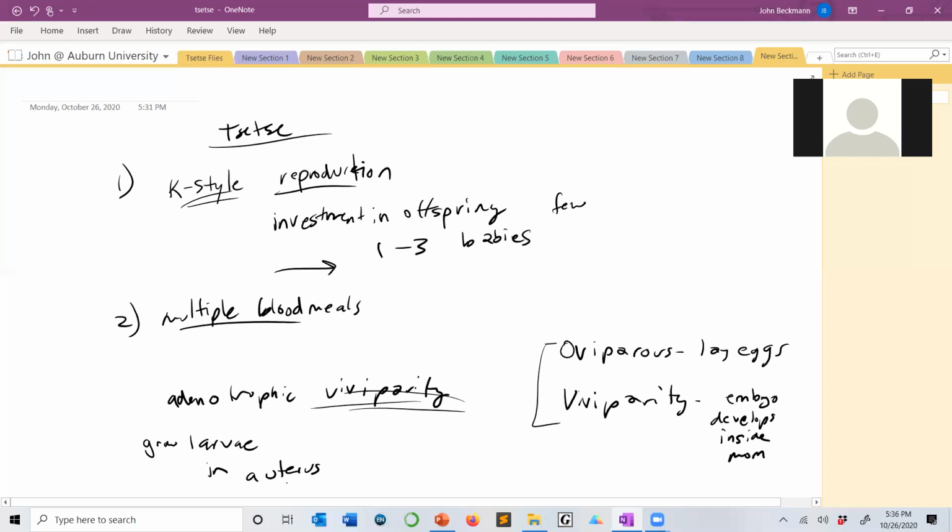And it's a really unique case in entomology because most bugs lay eggs, right? There are other cases of this in entomology, but it's a rare case. It's even rare to find a K-style bug, I suppose, but even rarer to find an adenotrophic viviparous insect. So this is a really unique thing about tsetse flies that make them very interesting to study. They become pregnant. Okay.